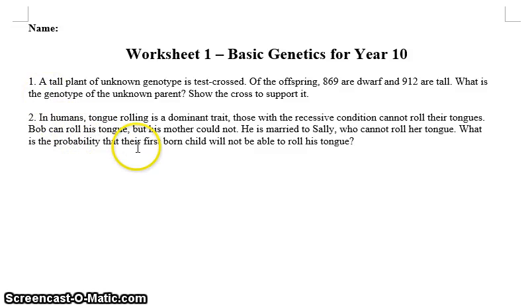In question 2 here, we're looking at monohybrid inheritance. We're just looking at one trait. It says in humans, tongue rolling is a dominant trait, whilst those with a recessive condition cannot roll their tongues.